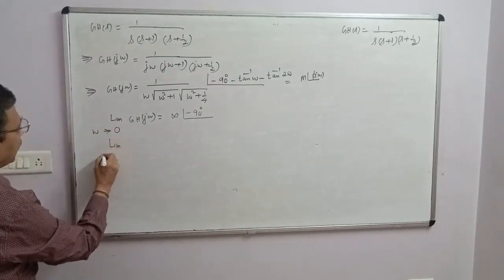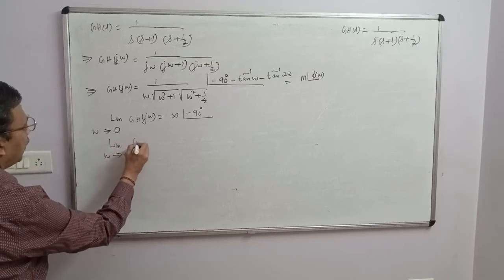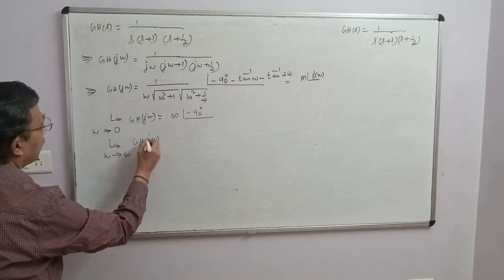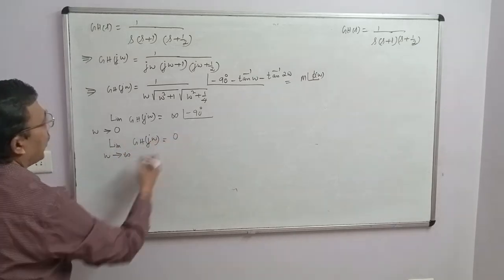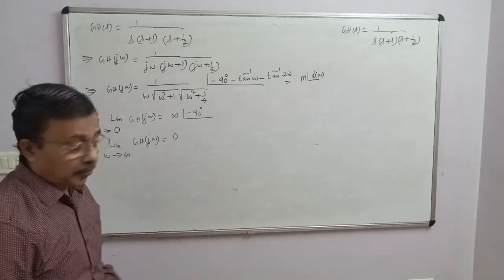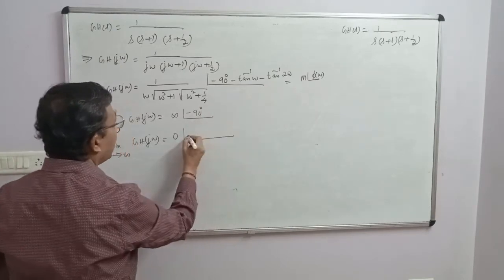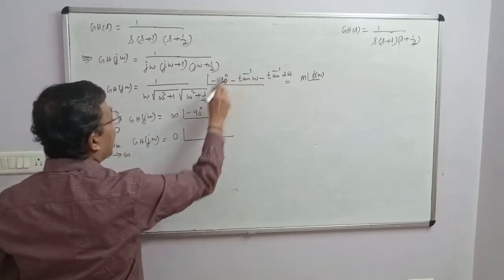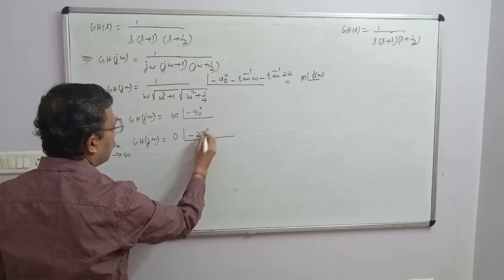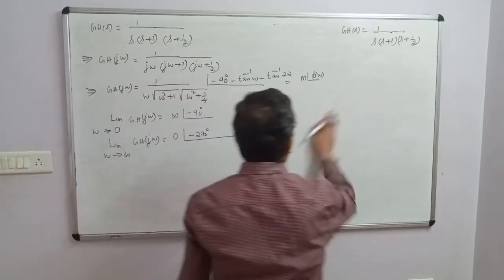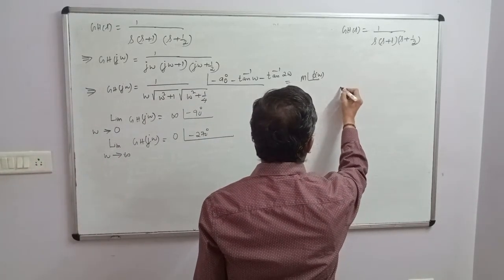Then I will take the limit omega tending to infinity on GH of j omega. As omega tends to infinity, the magnitude is 0. Tan inverse of infinity is 90 degrees, so minus 90, minus 90, minus 90 is what? Minus 270 degrees. Now I shall sketch the GH of j omega locus.